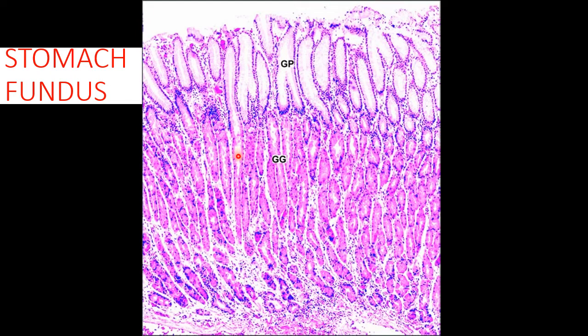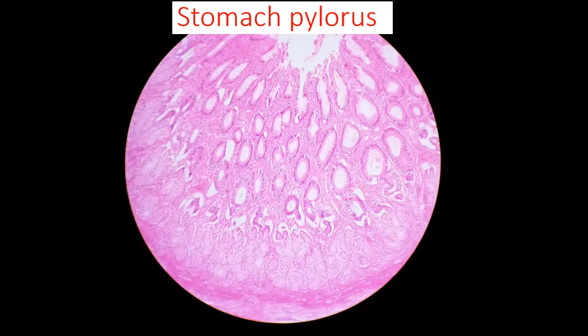So these are the tubular glands. Can you see the vertical shape, tube-like structures? These are called gastric glands. So remember simple columnar epithelia and shallow gastric pits. Shallow gastric pits are upwards, and in the lower part we can identify the tubular gastric glands. And also the muscularis externa consists of smooth muscle bundles. That is how we have to identify the stomach fundus.